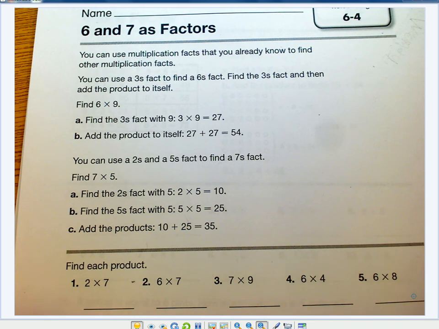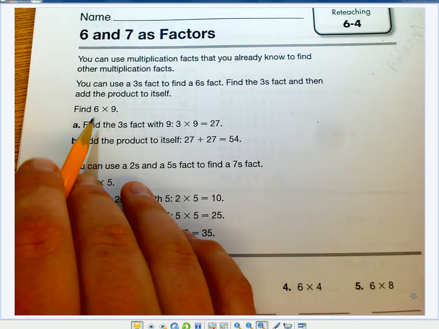Alrighty, ladies and gentlemen, today we're going to be moving into 6-4, which is 6 and 7 as factors. Now I'm going to admit to you straight ahead that 6s and 7s are kind of tough for third graders. There's not really a golden rule that we can use for these or an easy thing like 9s with finger tricks, but we can use the distributive property and use facts we already know to help figure this out.